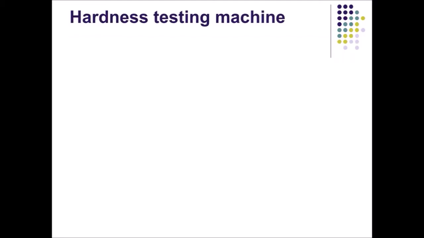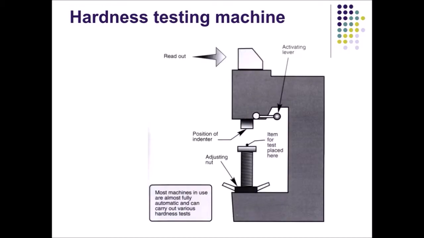First one is the hardness testing machine. The hardness testing machine is common for all and it is used for the Brinell hardness test, Vickers and Rockwell hardness test. Now you can see its various components. It has a position for the indenter, which will give a dent to the workpiece. Now you can see the item to be tested placed here. The workpiece is placed on that point, where we will give a dent, and we have adjustable tools. This hardness testing machine is used for the various hardness tests.